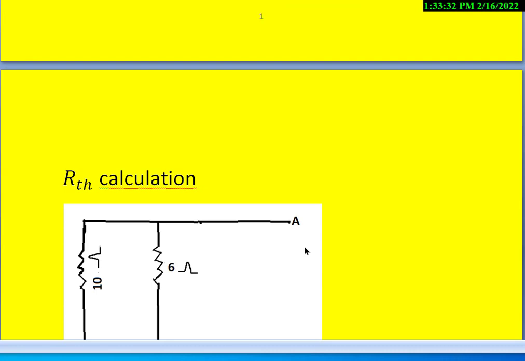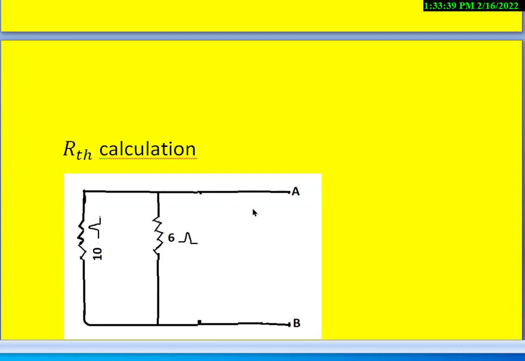Next, we have to calculate Thevenin's equivalent resistance for the given circuit. For that purpose, open circuit the terminals A and B just like this, and short circuit the voltage source which was here, that is 60 volts. Then if there are any current sources, open circuit them. Because here it is only voltage source available, we short that voltage source.